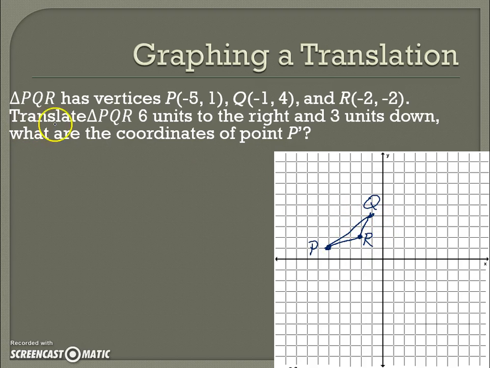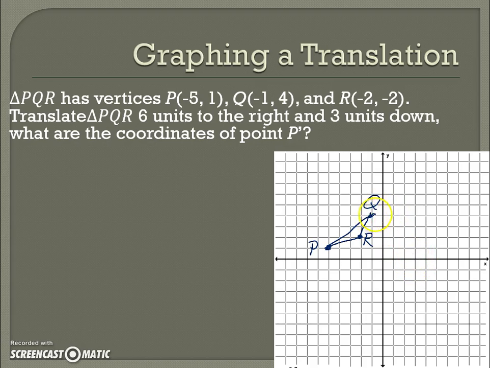The translation here tells me to translate it 6 units to the right. That means for each one of these points, every point that's on the triangle, not just the vertices, but every point that's on this line, it's going to go to the right 6 units, and then it's going to go down 3 units. That's what this says to do.